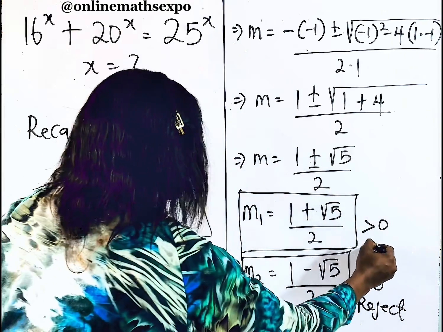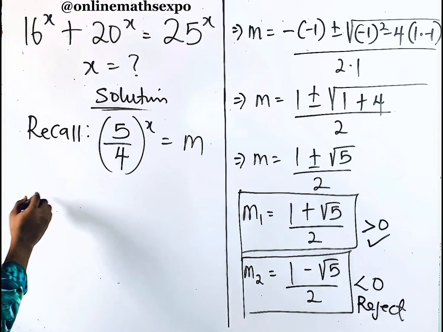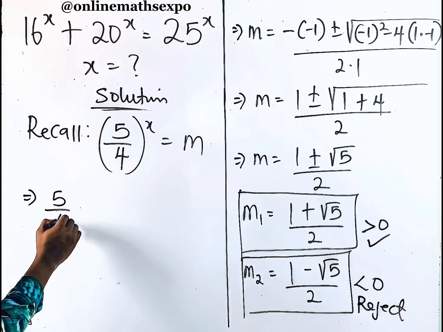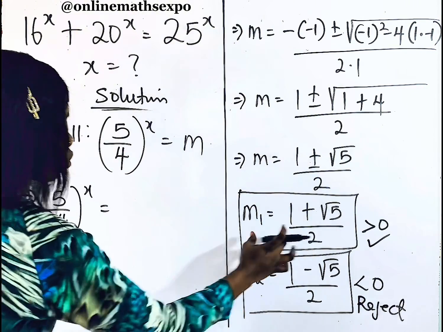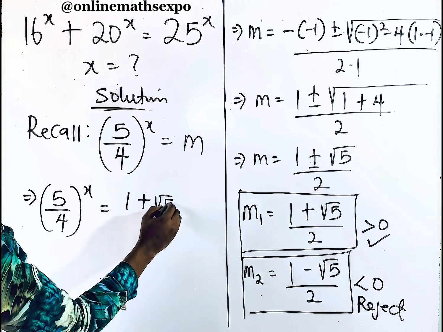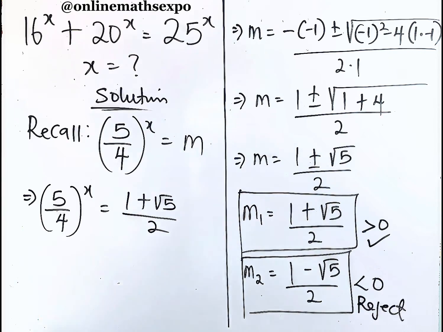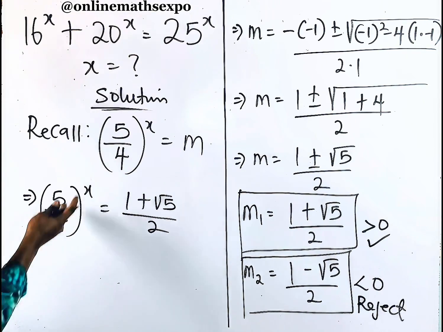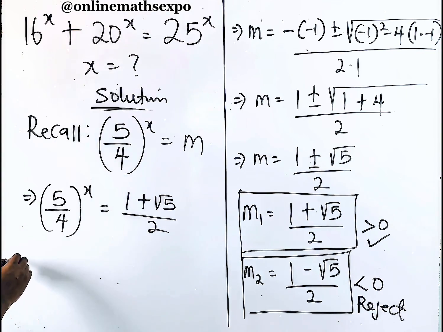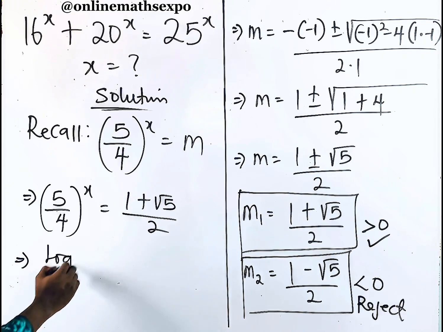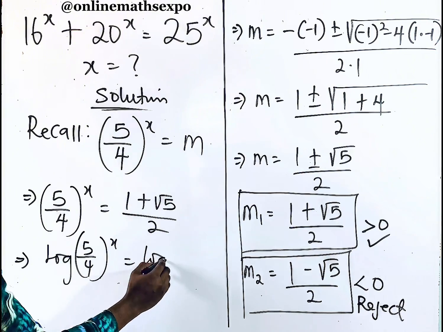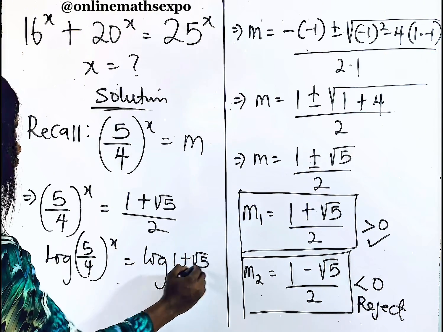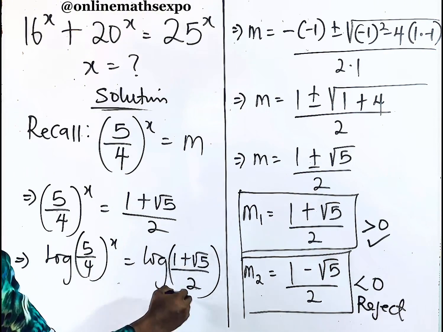So we're going to accept this. And to do that, we are going to have 5 on 4 to the power of x is equal to, the m we work with is 1 plus root 5 divided by 2. Now at this point, we just need to take log of both sides. So we have log of 5 on 4 to the power of x is equal to log of 1 plus root 5 divided by 2.